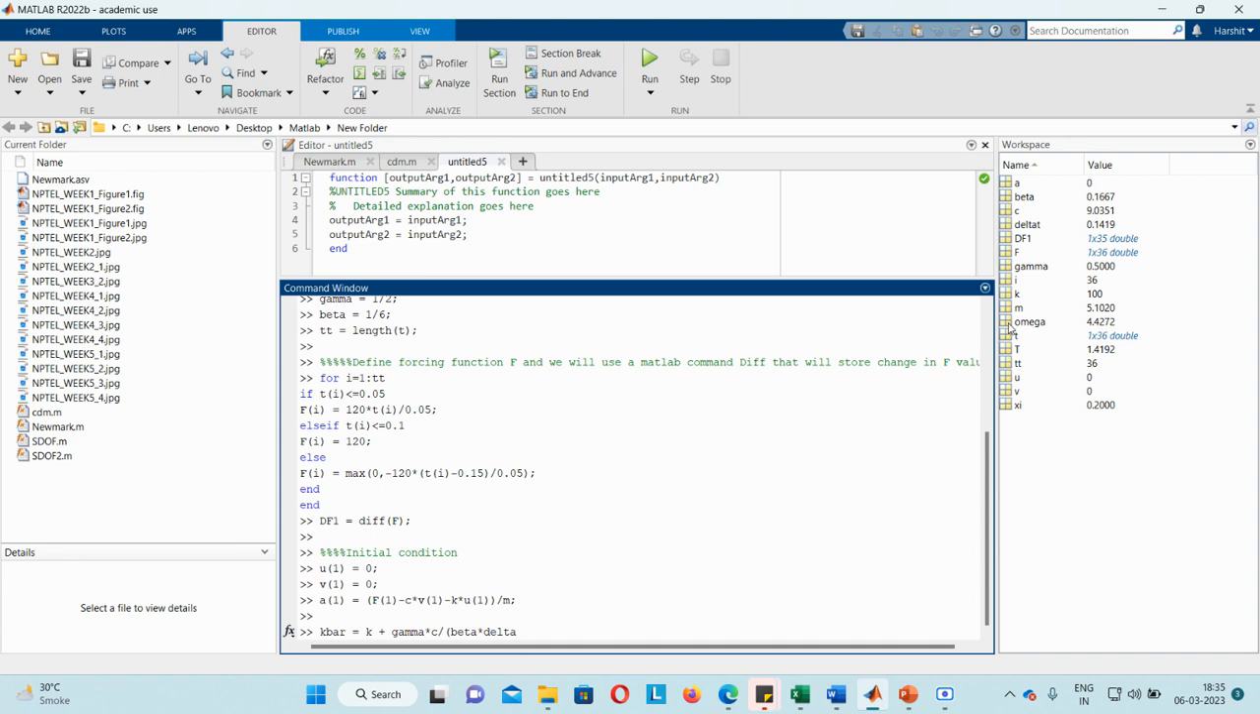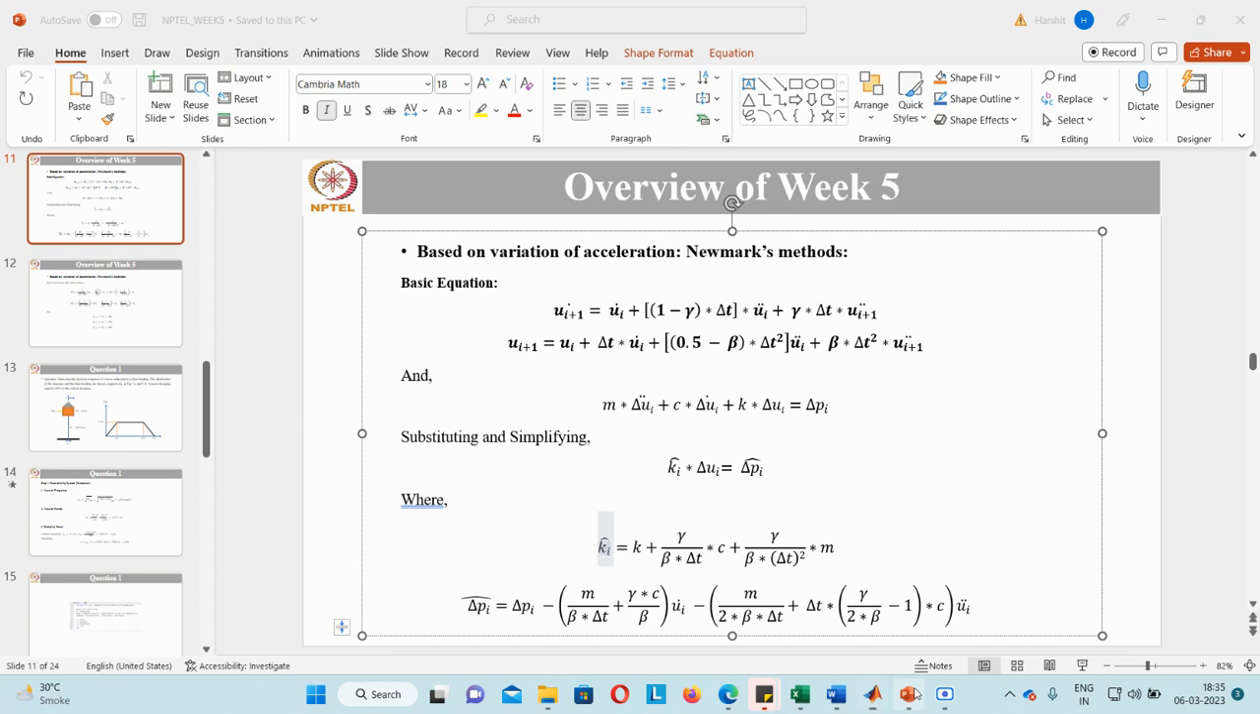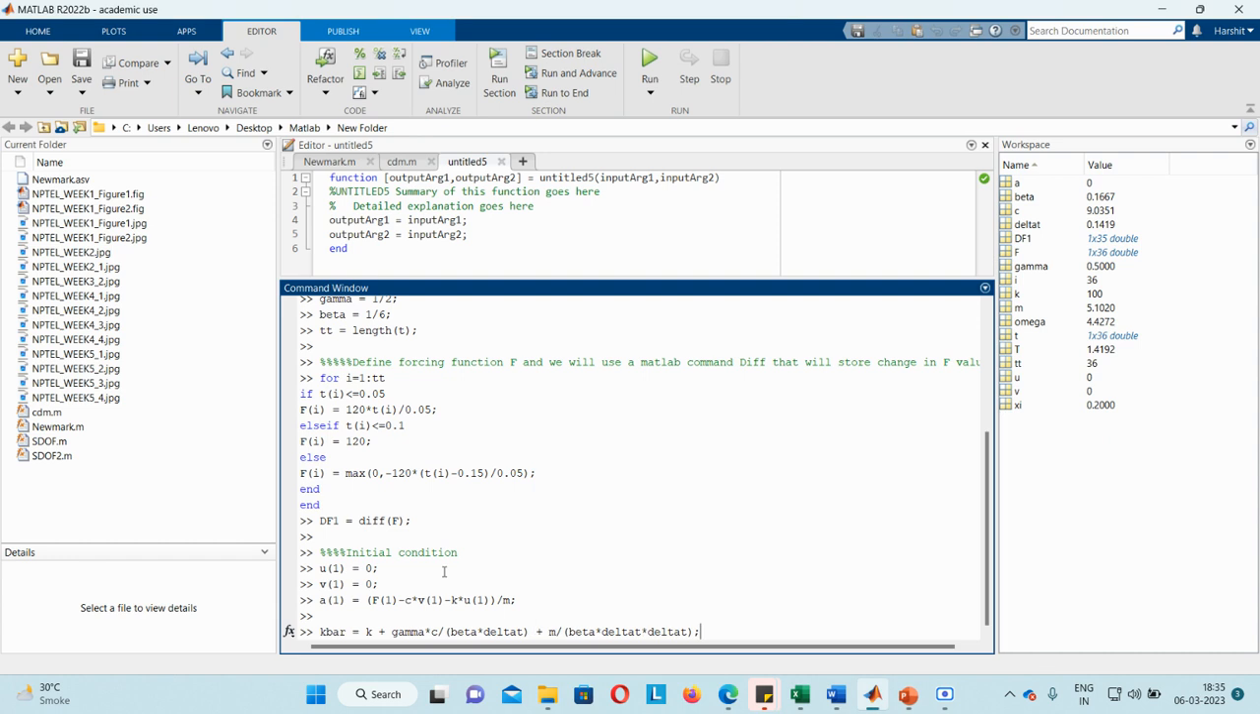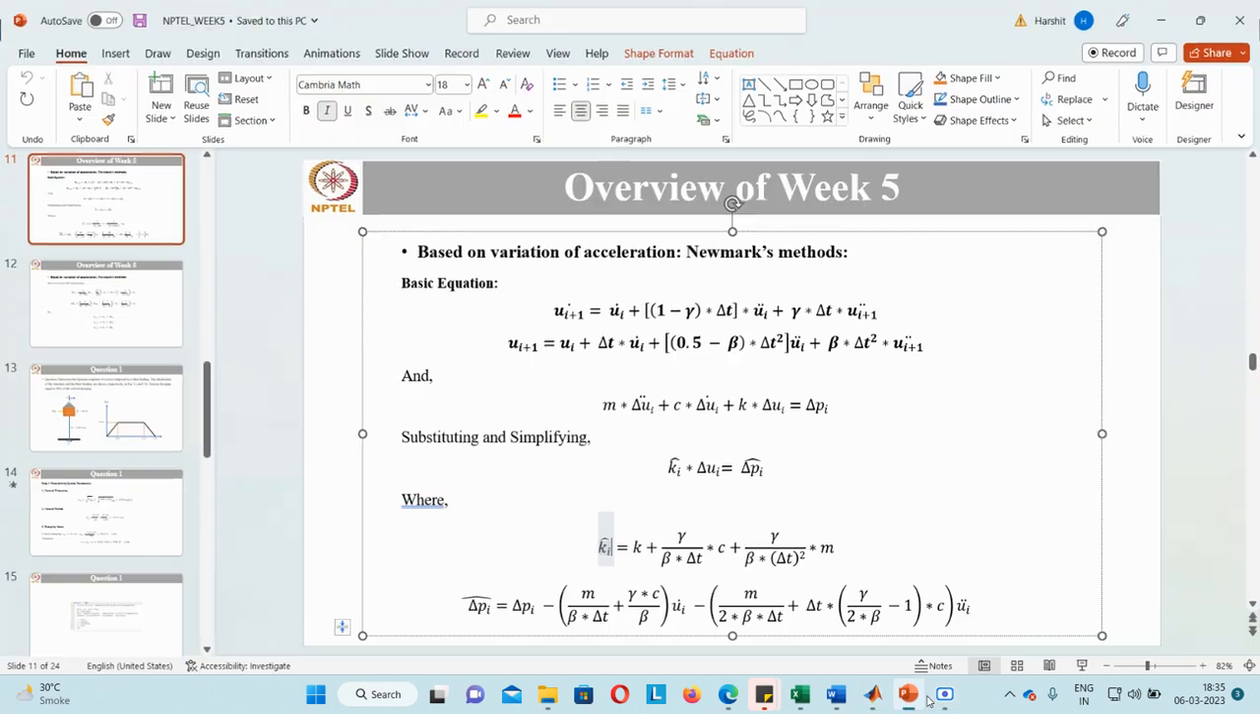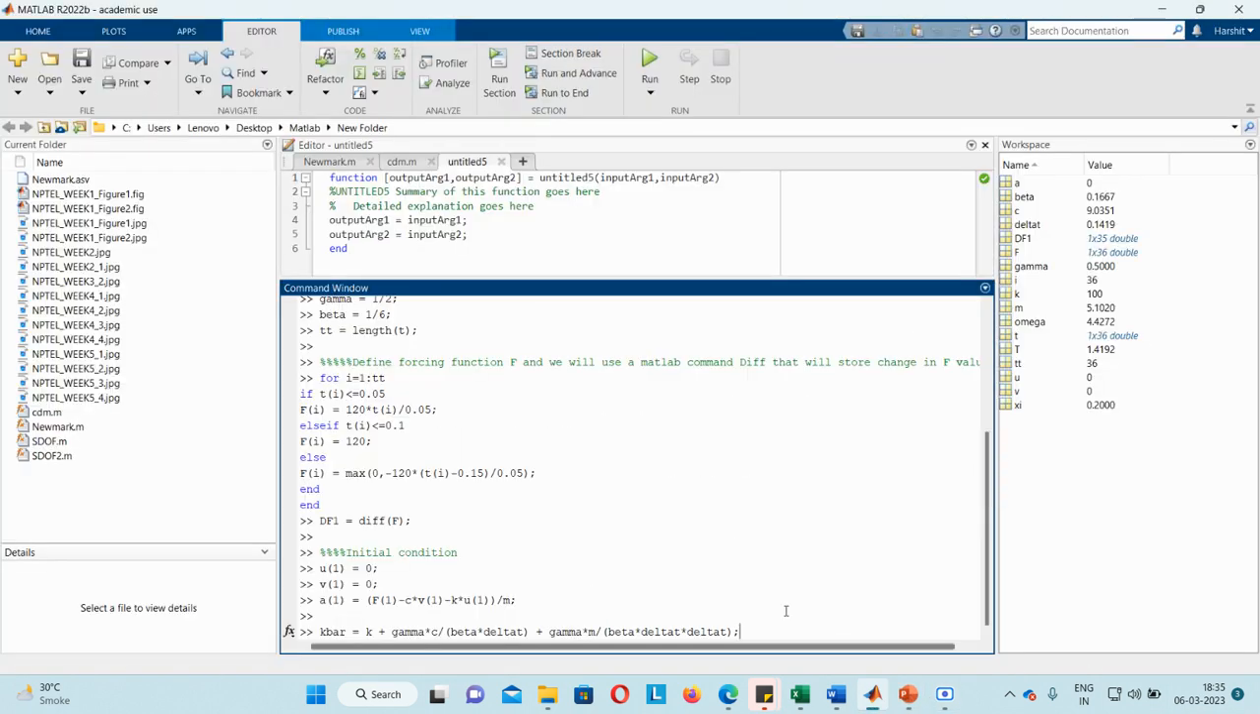We define delta t, plus m upon beta delta t times delta t. Let's recheck this equation once. And gamma into m. Okay, so this is how we define the k bar.